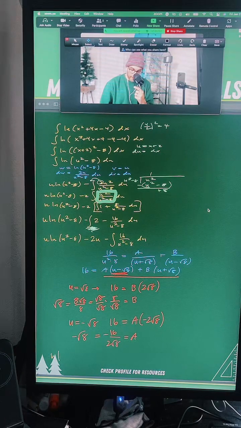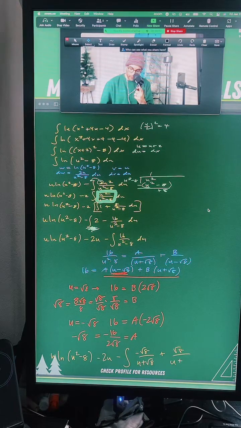We have u natural log of u squared minus 8 minus 2u minus, and then we have the integral of negative root 8 over u plus root 8, plus root 8 over u plus root 8, du.